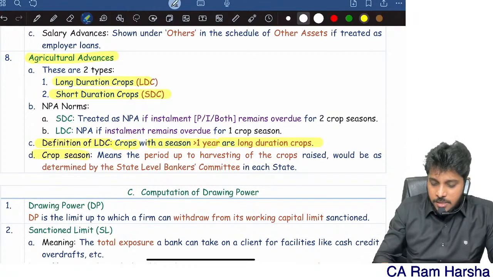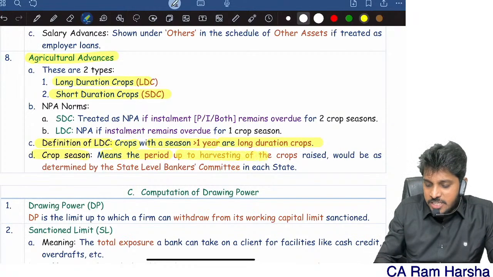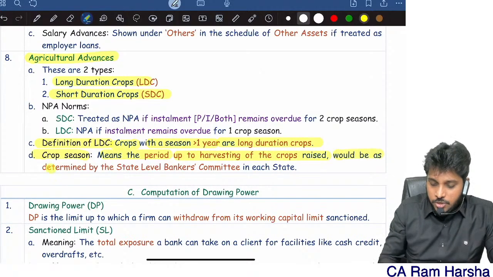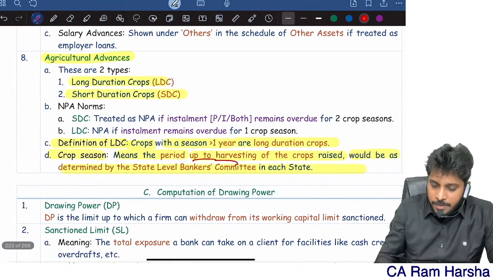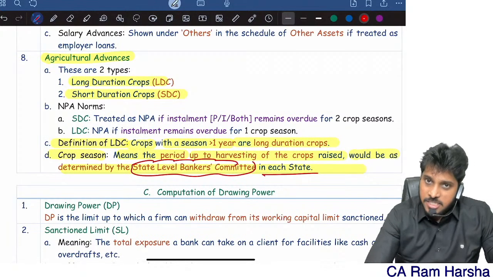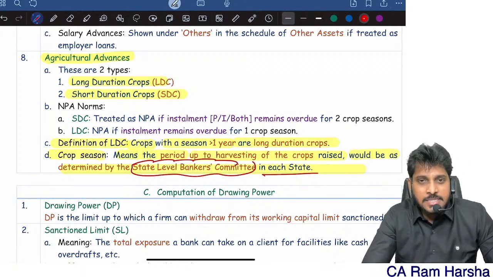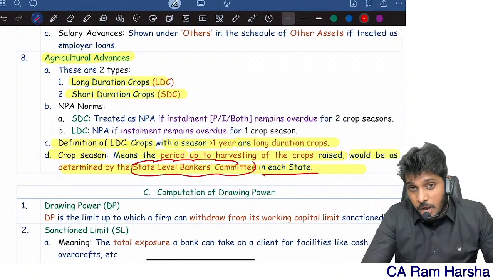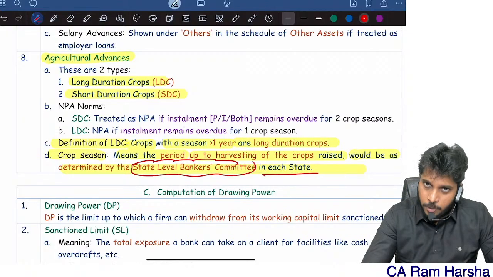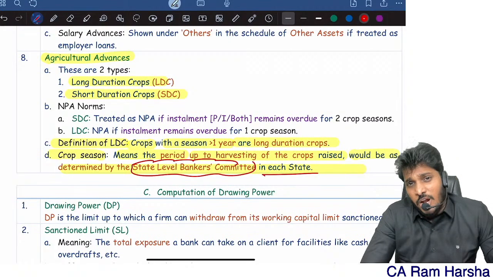Now, crop season. Crop season means the period up to which the harvesting of crops is done. This crop season is determined by the State Level Bankers Committee in each state. In each state, the State Level Bankers Committee will decide the crop season. If the crop season is more than 1 year, it's a long duration crop. The remaining crops are simply short duration crops.